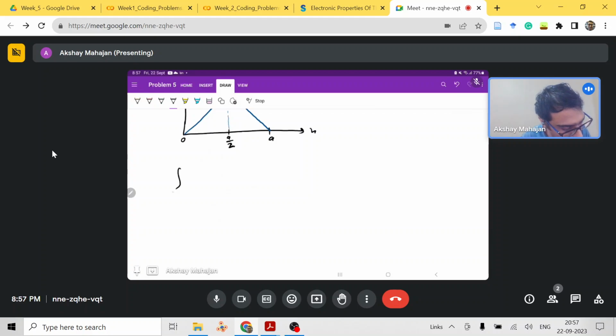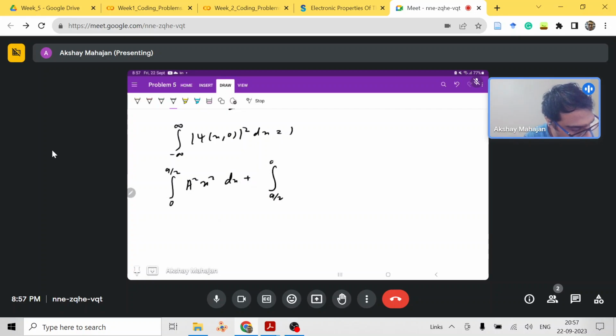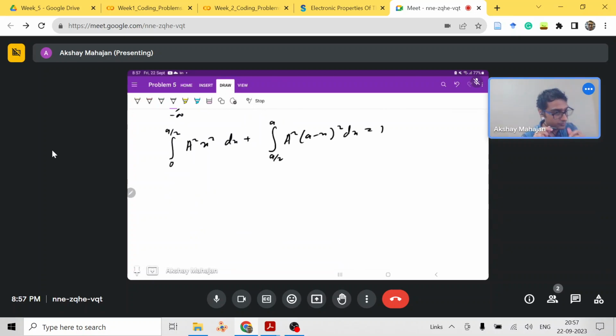which we can obtain by normalization. We will do integral of mod of psi x comma 0 whole square dx, that has to be equal to 1. For this we will have 0 to a by 2, where our wave function is a square x square, plus integration from a by 2 to a, where our wave function is a square times a minus x whole square dx. This has to be equal to 1.